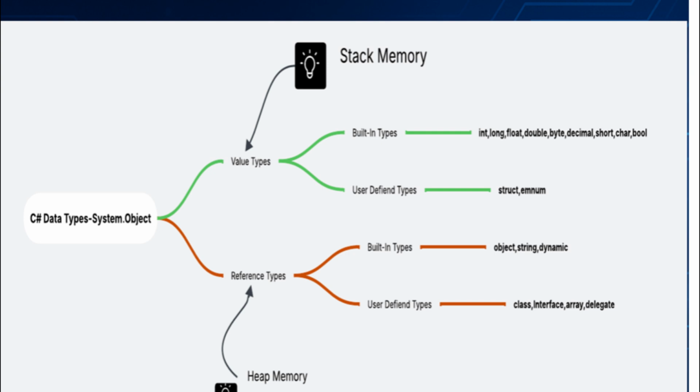Value types cannot be null by default, they always have a value, whereas reference types can be null, meaning no object. Since all types ultimately derive from object, any value type can be boxed into an object and later unboxed. In fact, C#'s type system is unified. Every type, value or reference, ultimately inherits from object.